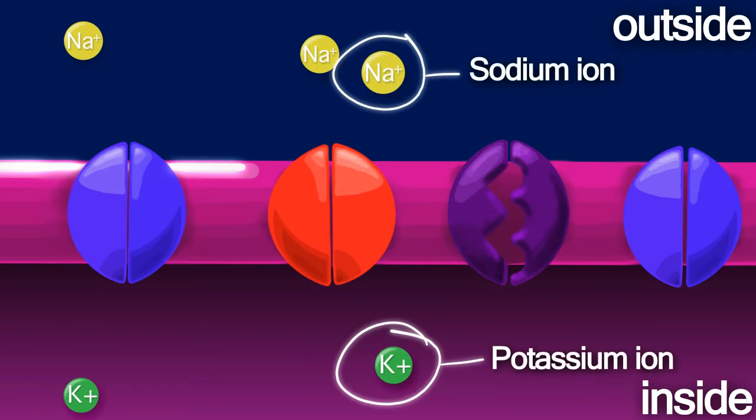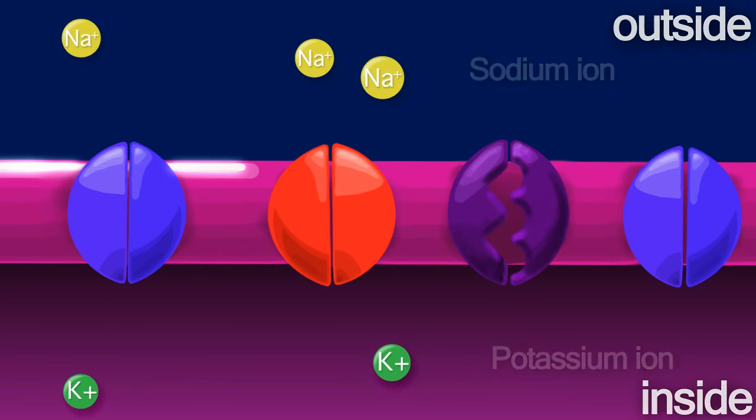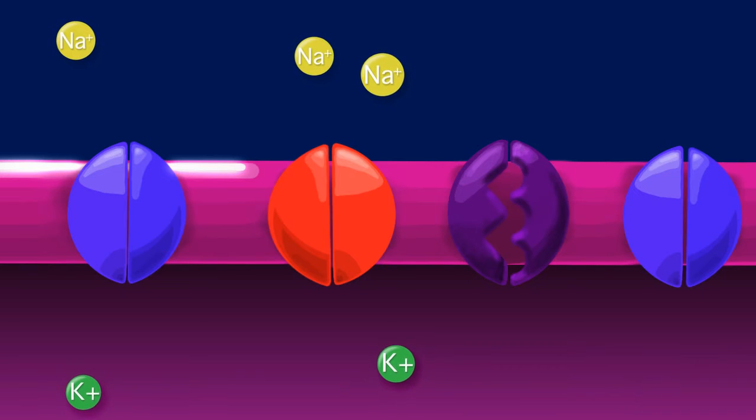Two important ions are sodium and potassium. In the cell's polarized state, potassium ions are concentrated inside the cell membrane, and the sodium ions are concentrated mostly outside the membrane. The interior of the cell has a charge of negative 70 millivolts when it is resting.